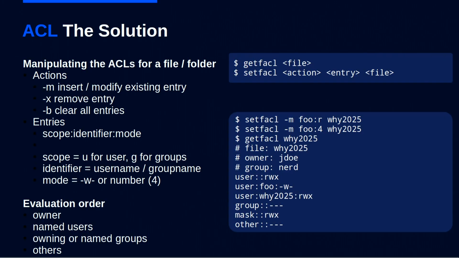So here we have such an example. We have once again a file, setfacl -m, modify foo, to add an entry with read permission for y2025, and we are doing the same after this for four, which is the same version as read, just in decimal. After this we are doing getfacl, and we can see we can access the files now.